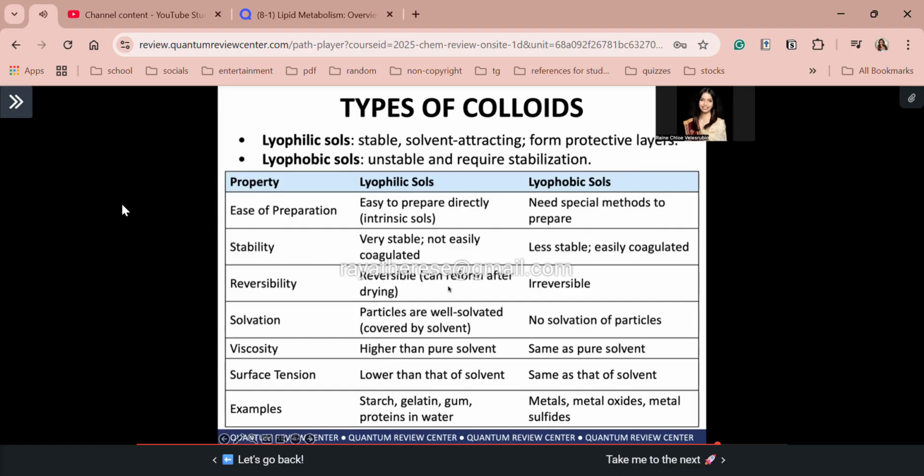For stability, again, lyophilic salts are very stable, hindi sila nagko-coagulate because they are solvent attracting. Okay? They are solvent loving. However, for lyophobic salts, they are less stable. Kaya mas madali silang mag-coagulate in the presence of electrolytes. And then for lyophilic salts, they are reversible. Okay? For lyophobic, they are reversible.